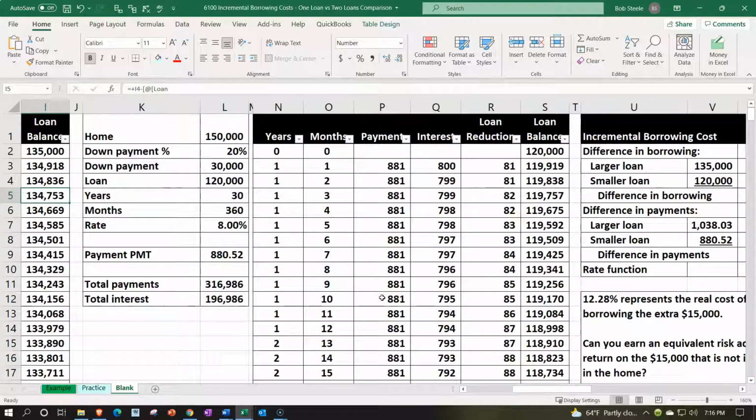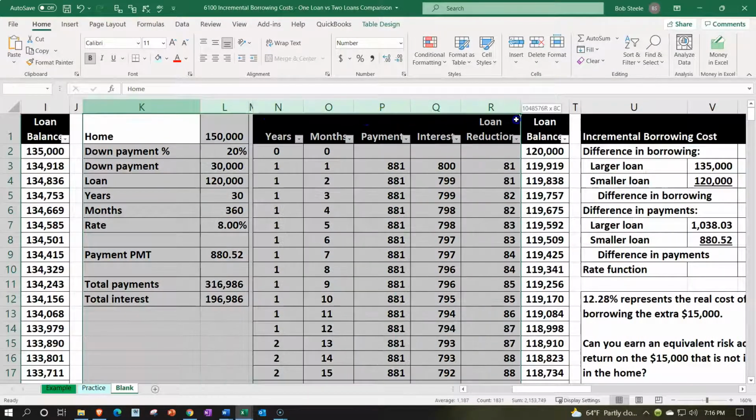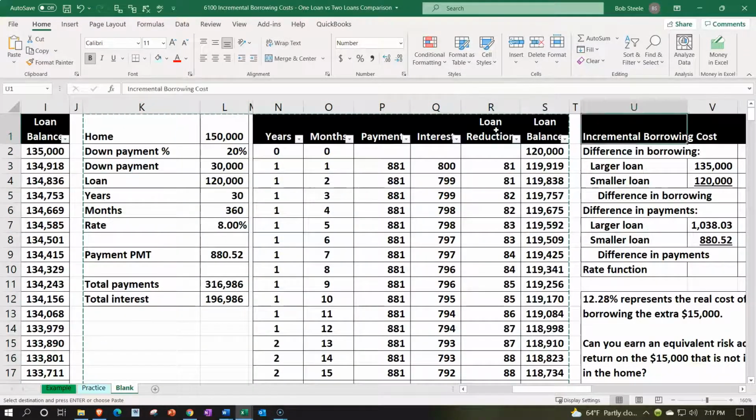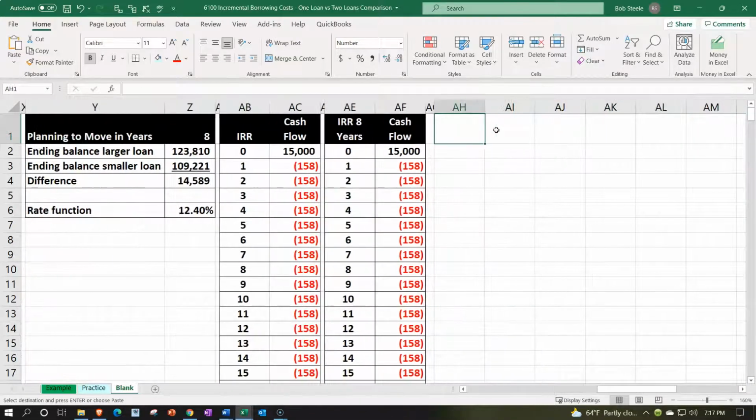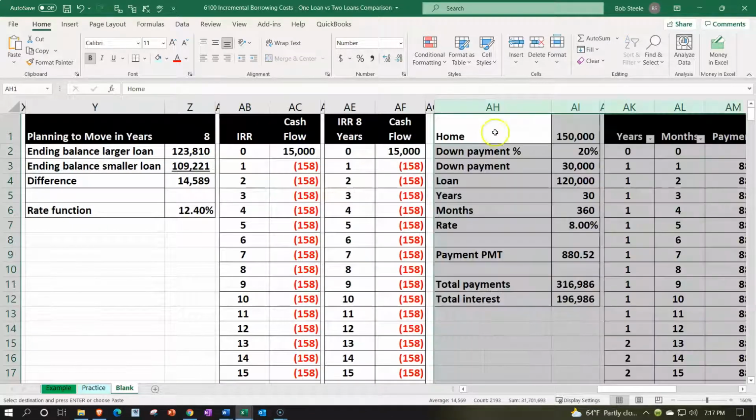I'm going to copy this whole thing right here. Going to put my cursor on K all the way to S. Control C, copying that, and bring it on over to column AH and paste it right there.